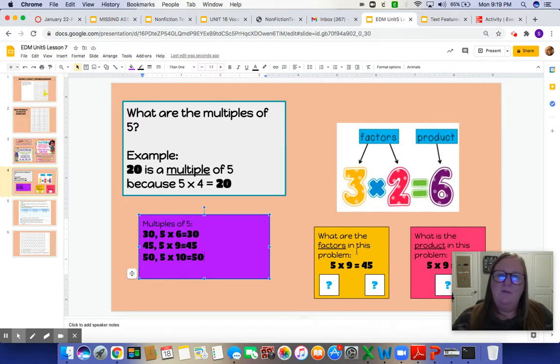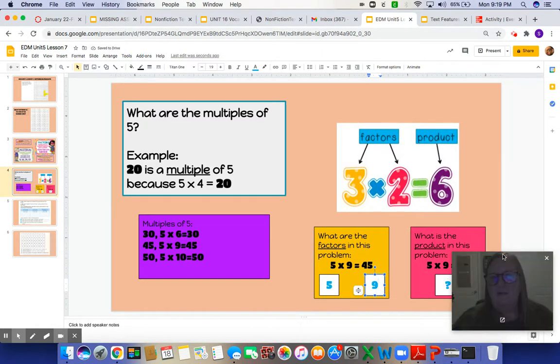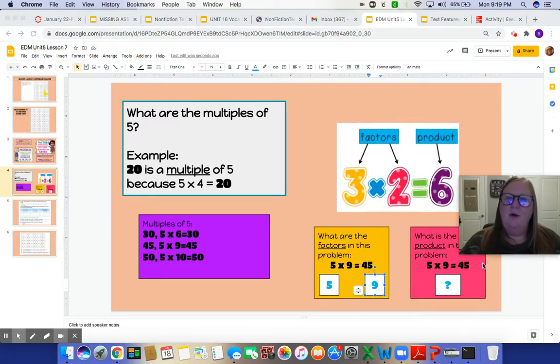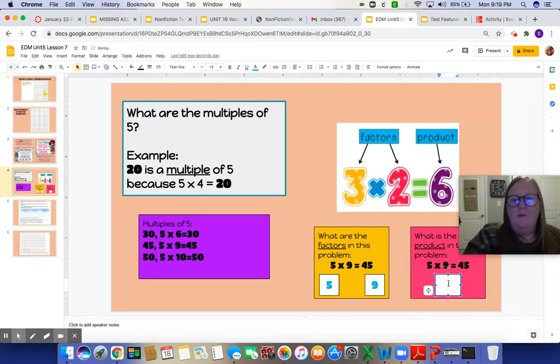So if we look at this example down here at the bottom, what are the factors in this problem? The 2 factors would be the numbers we multiply together. So hopefully you said 5 and 9. And then underneath, it says, what is the product in this problem? Remember, the product is the answer to a multiplication problem. So the product is 45.